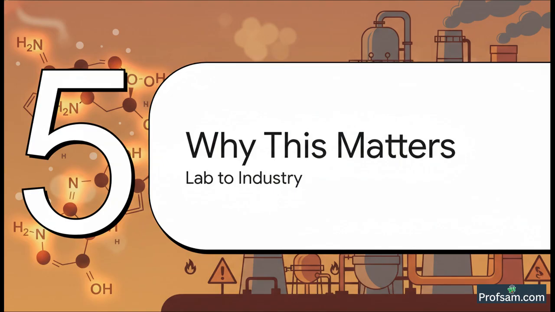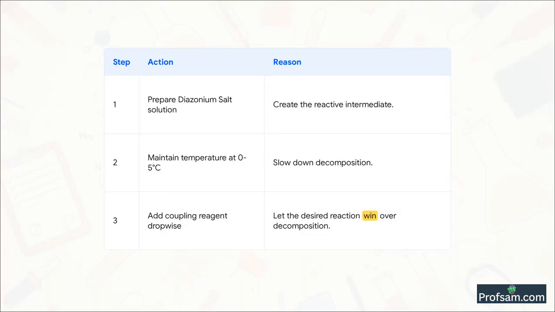This property of thermal instability has huge practical consequences, especially in large-scale industrial manufacturing. Take a look at this process. This is how azo dyes are made, the very dyes that give bright colors to our clothes. In the factory, they first prepare the diazonium salt solution, but look at step 2. This is the crucial part. They have to maintain the temperature strictly between 0 and 5 degrees Celsius. Why? To slow down the decomposition.